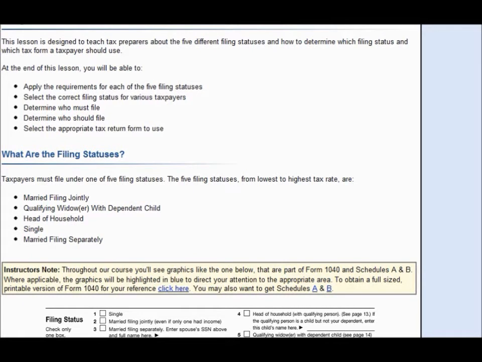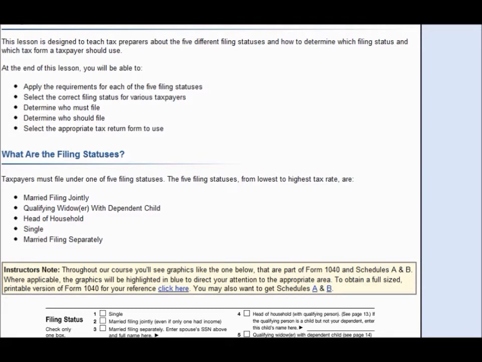Welcome back, everyone. In today's lesson, we will learn about filing statuses and who should file a tax return. This lesson is designed to teach you all about the 5 different filing statuses and how to determine which filing status and which tax form a taxpayer should use. At the end of this lesson, you will be able to apply the requirements for each of the filing statuses, select the correct filing status for various taxpayers, determine who must file, determine who should file, and select the appropriate tax return form for each.